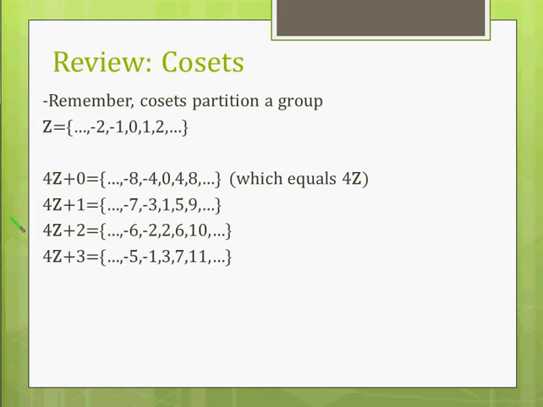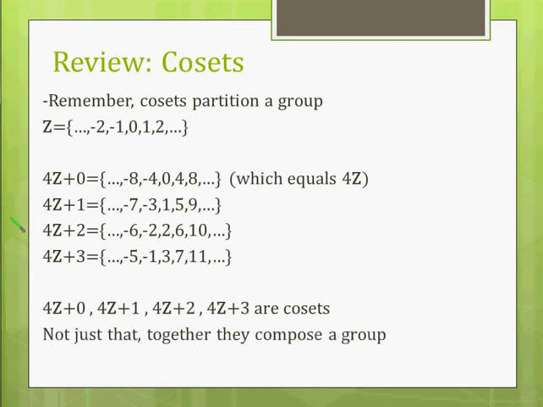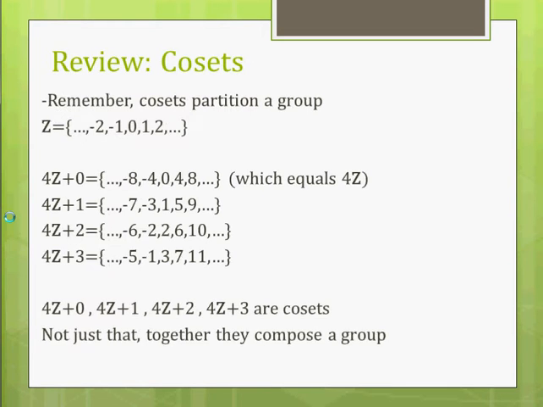And by partition I mean the union is the group, and also there's no overlap. That's also in the definition of a partition. They can't have anything in common. So notice that these four cosets here are not just cosets, but they actually form a group. I'm not going to prove that, but I'm going to try to convince you of it. And that's the whole crux of the idea of factor groups.